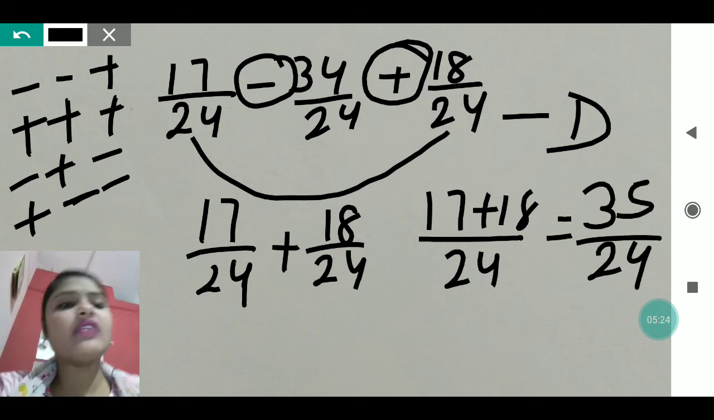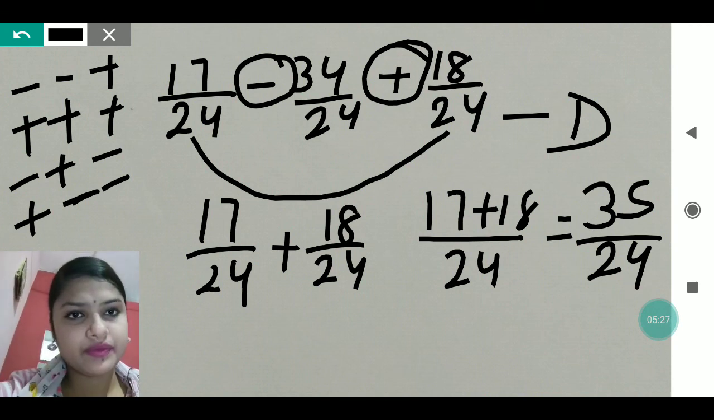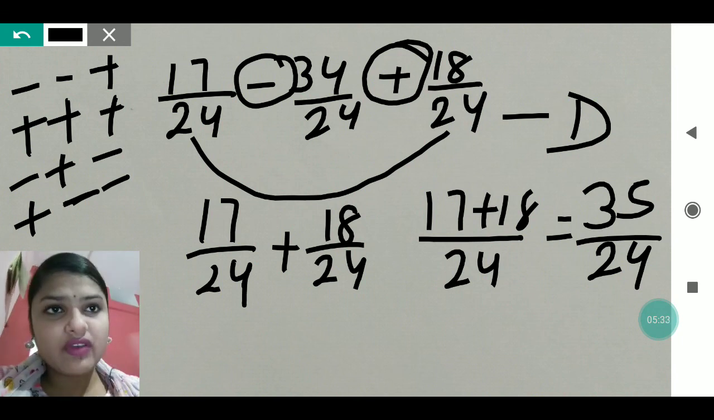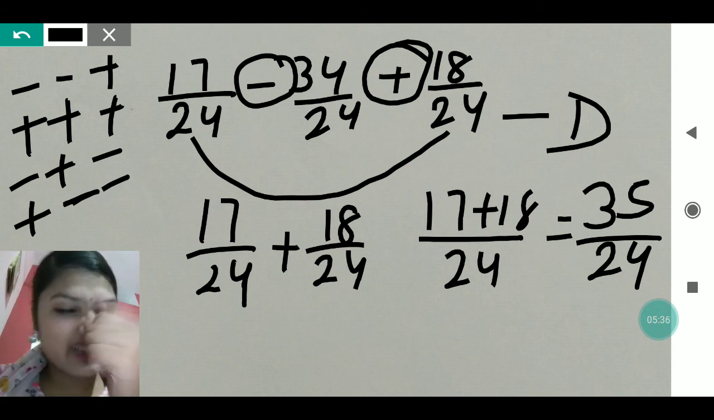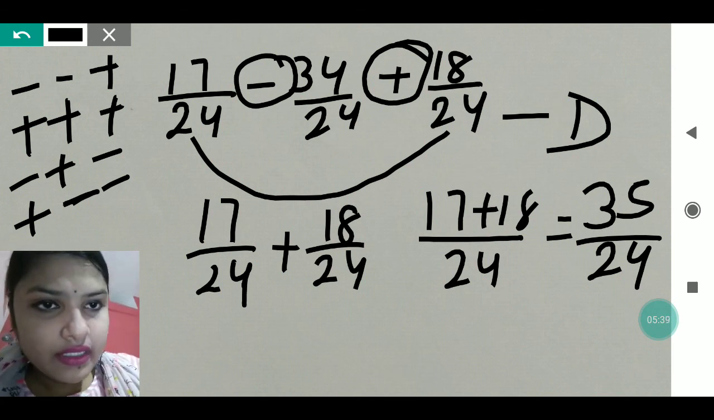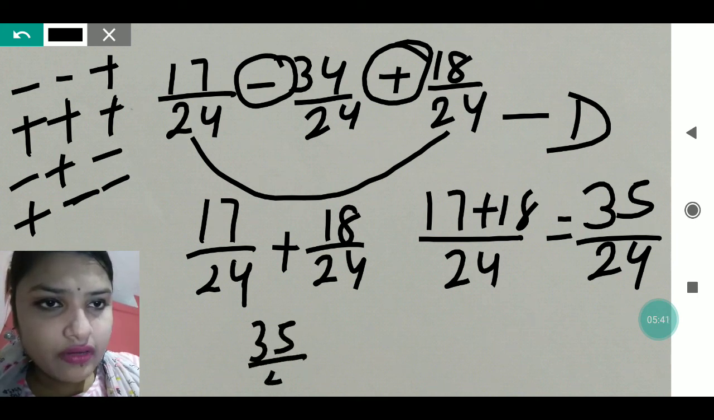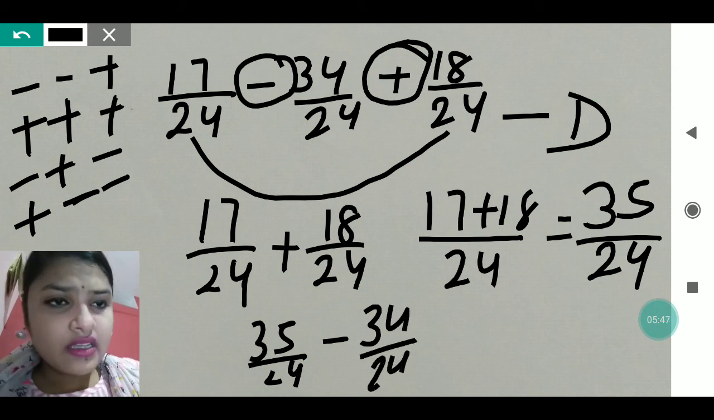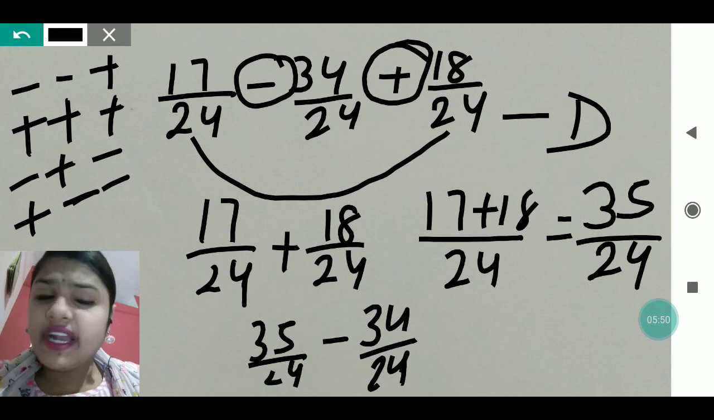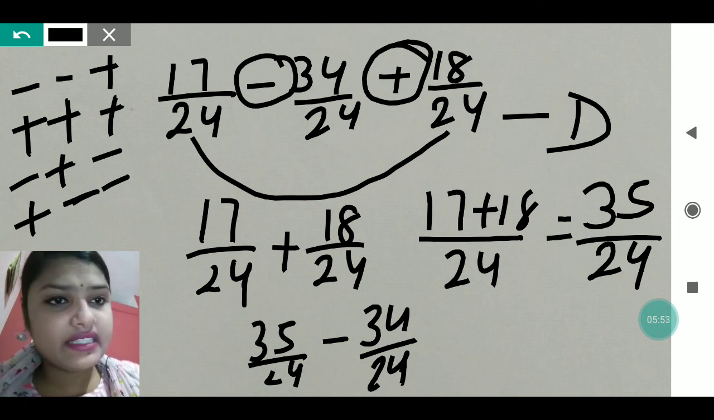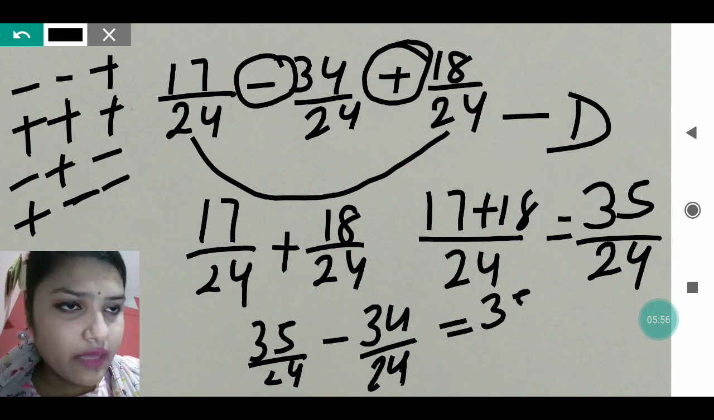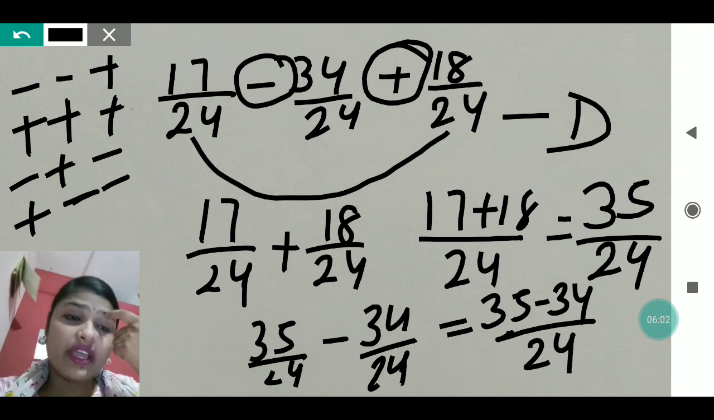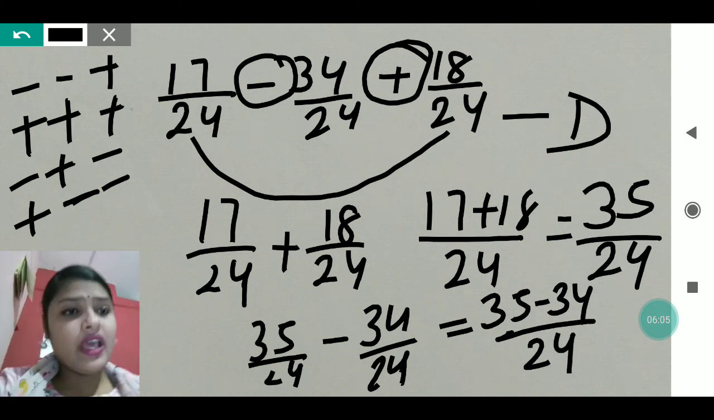By 24. When you add these two, you will get 35 by 24. Now one number was left, that is 34 by 24. Now you write 35 by 24 minus 34 by 24. The denominator is the same, so what will you write? 35 minus 34, and 24.